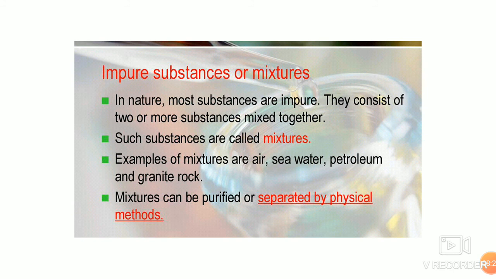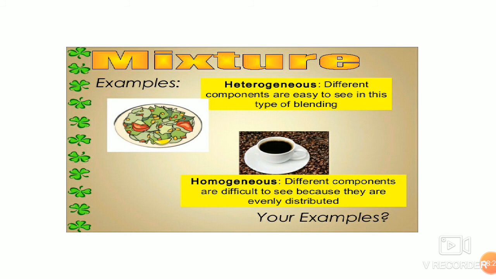Moving on to understand more about mixtures. Mixtures are divided into two categories, heterogeneous mixtures and homogeneous mixtures. What are heterogeneous mixtures? Different components are easy to see in this type of blending. See the example, there is a salad given here, right? You can see all the constituents differently, so you can just take them out physically. You can separate all the constituents physically. So this is called a heterogeneous mixture.